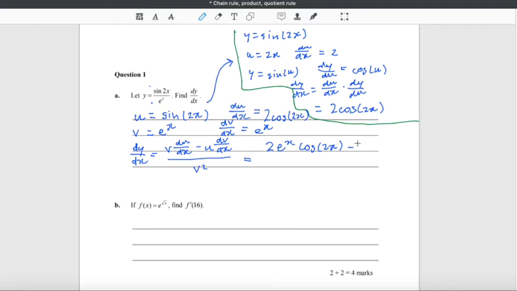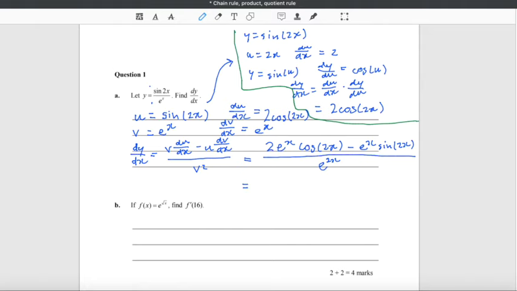Minus u dv dx. Well, u is sine 2x and dv dx is e to the x, so let's write e to the x sine 2x, all divided by v squared. E to the power of x all squared is the same thing as e to the power of 2x, if we remember our index laws.